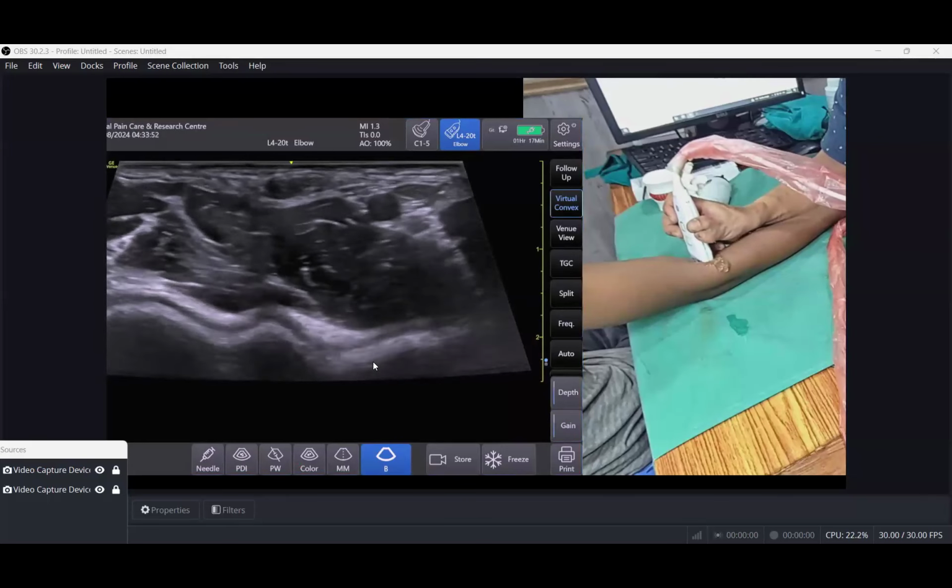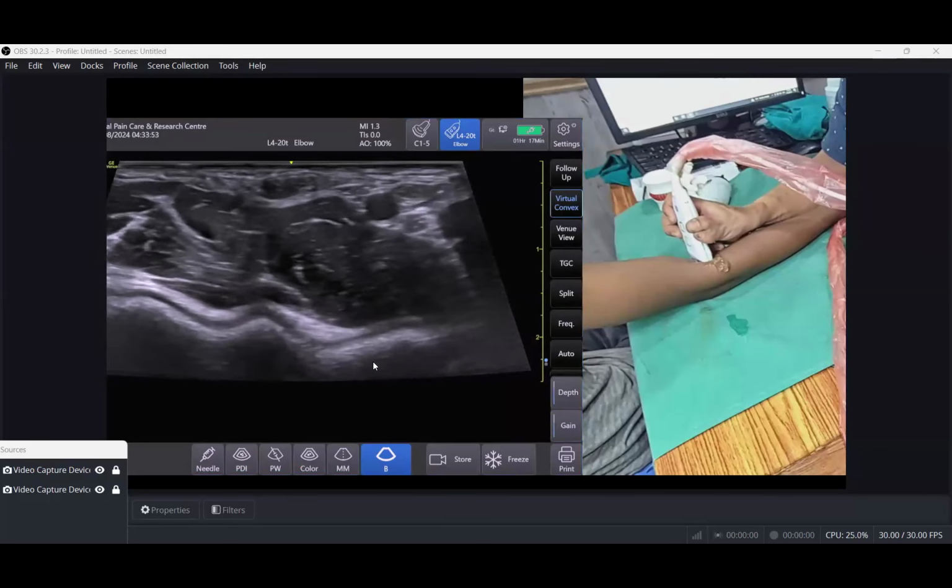So this one is again the home page. Again, this one is basically the lateral side, and this one is the medial side of the elbow joint.